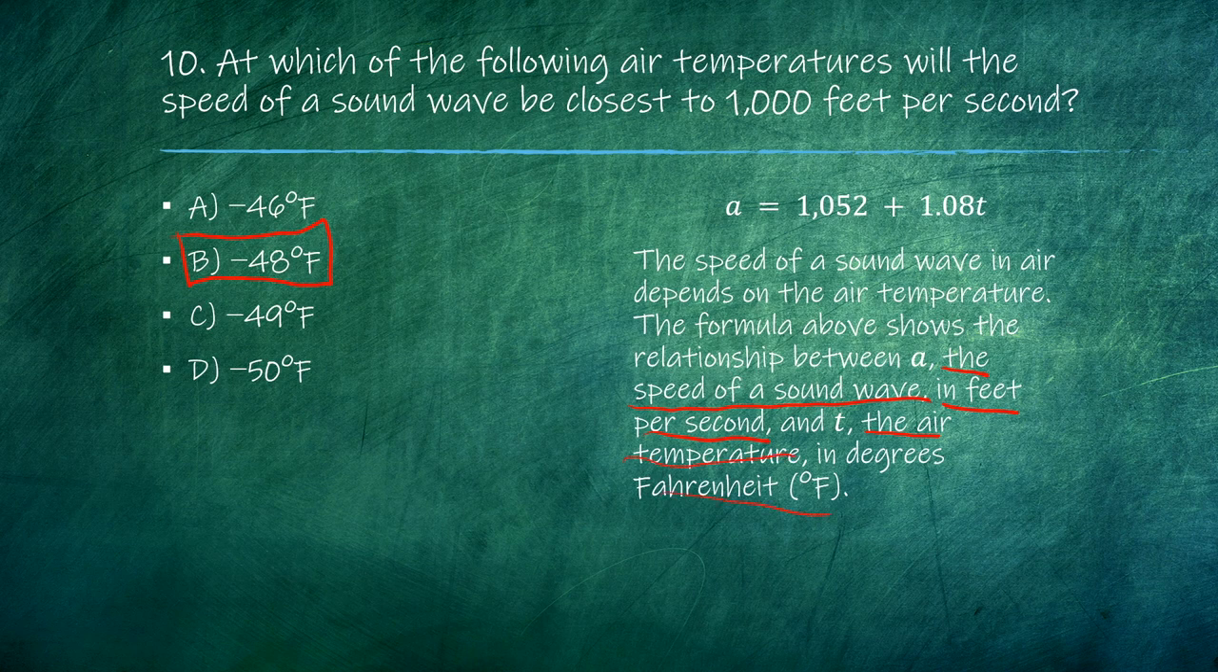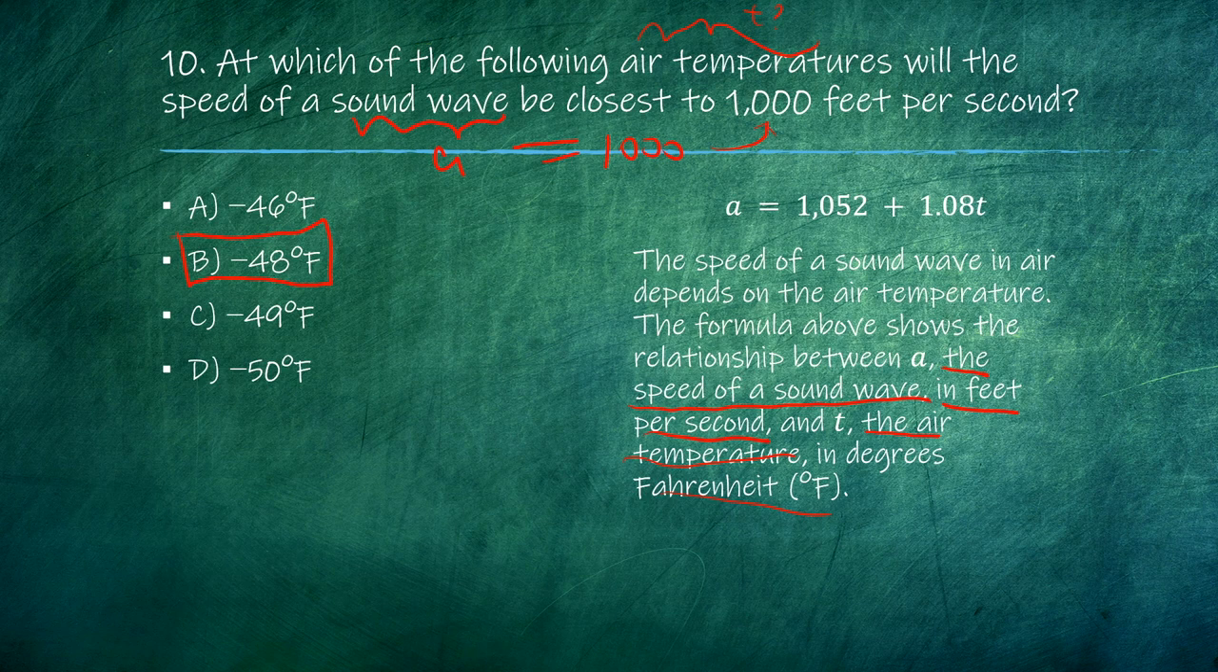Whenever you are solving these types of equations where they involve units, make sure the units match. So in this case, what is given? They want to know, at this speed of sound wave, in other words, at this A number, when it's equal to 1000 feet per second, what is the air temperature, or what is T? So before we do anything, you have to make sure the units match. What they're giving you is 1000 feet per second, and in the equation, A is in the unit of feet per second. So that's perfect. We don't have to change any of the units. Because they want to know when A is 1000, what is T, we can simply plug 1000 into A and then solve for T.